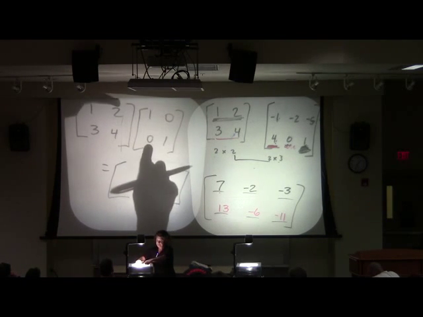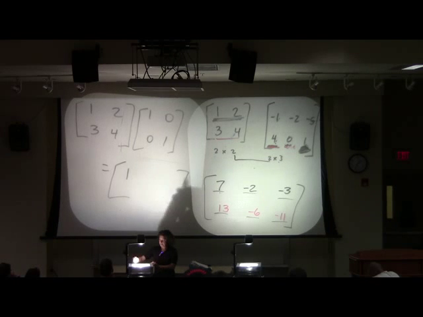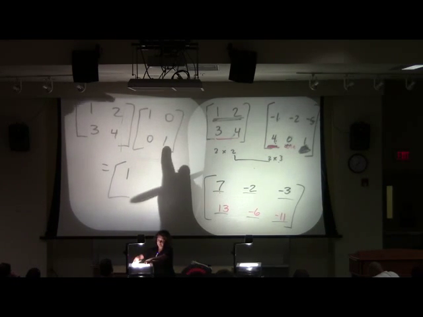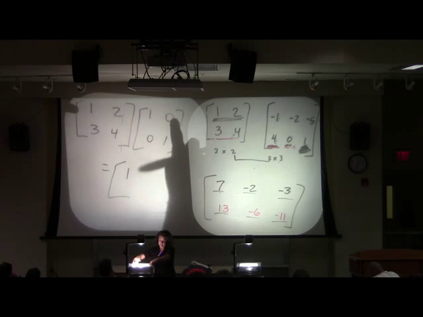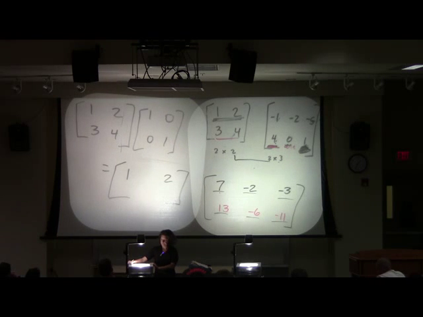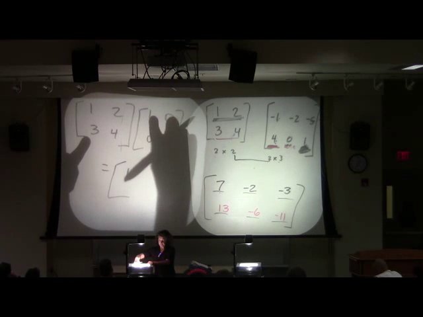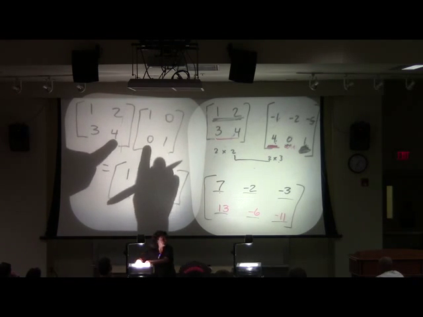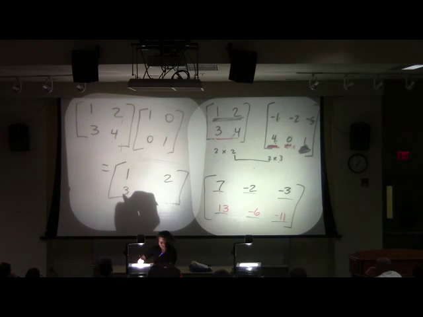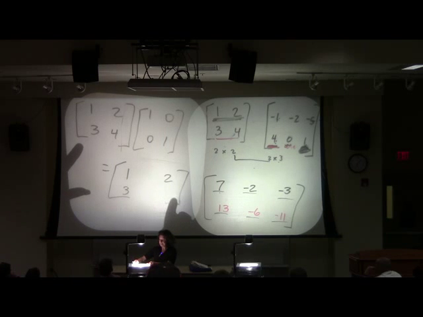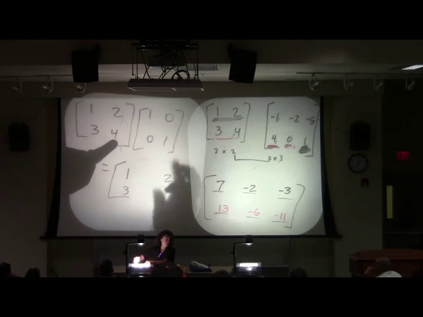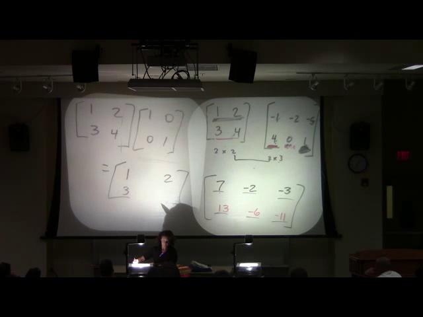1 plus 0 is 1. Now for here, you do this times this plus this times this. So 0 plus 2 is 2. And for this term, you do 3 times 1 plus 4 times 0. What do you get? 3. Last but not least, 3 times 0 plus 4 times 1. What do you get? 4.